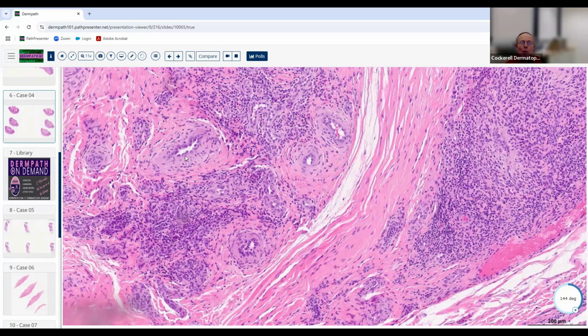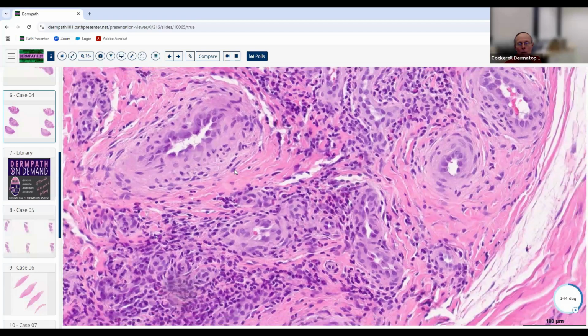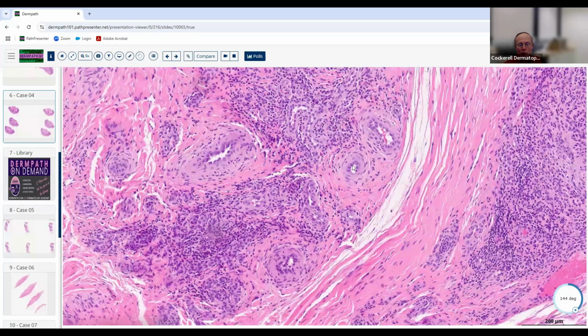It's thought to be a hamartoma by many people because of these blood vessels that are abnormal. These are abnormal thick wall blood vessels with very, very thick endothelial cells. I mean, these are not normal blood vessels. So that's part and parcel of the process.